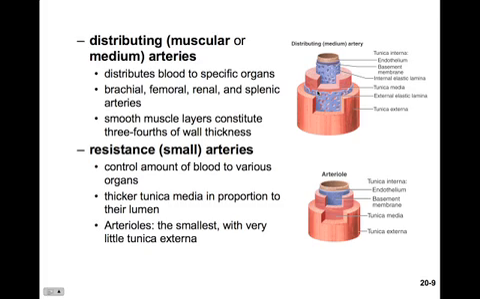Now, the resistance vessels are much smaller. They control the amount of blood to the various organs. They have a thicker tunica media in proportion to their lumen. And the arterioles are the smallest of these resistance arteries, with very little tunica externa at all.